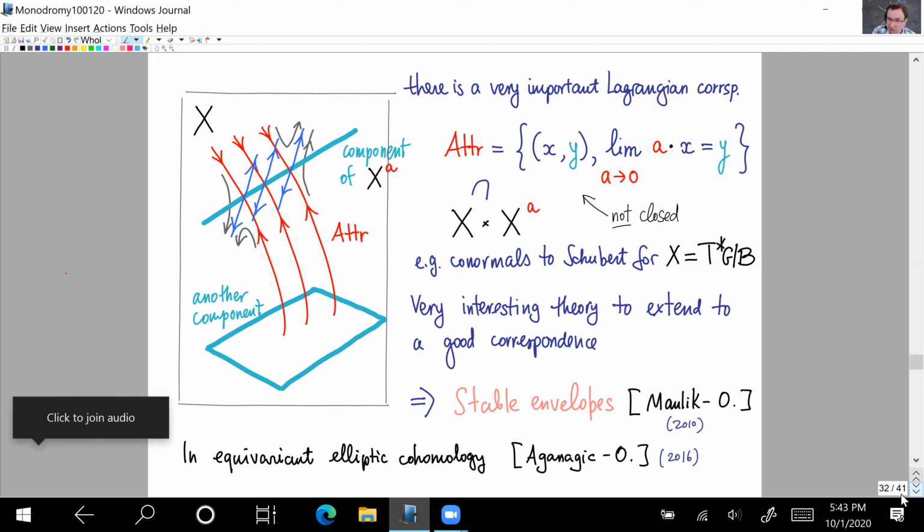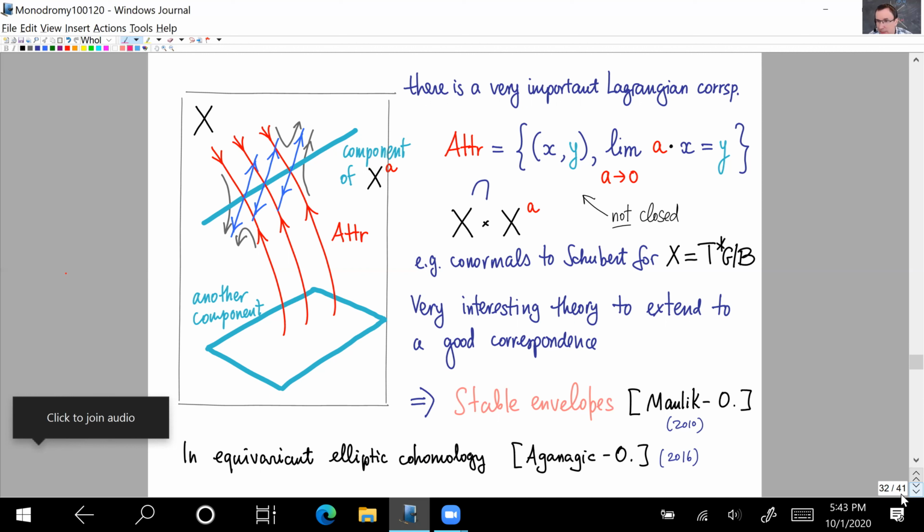So not only do you have a fixed locus, but you also have a direction. You say A goes to 0 as opposed to A goes to infinity. That tells you a certain direction in which you are supposed to approach that fixed locus. And so then you get this attracting manifold, which in our situation is symplectic.